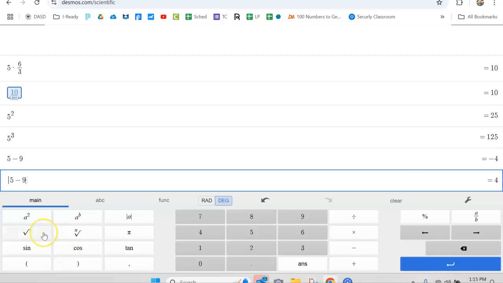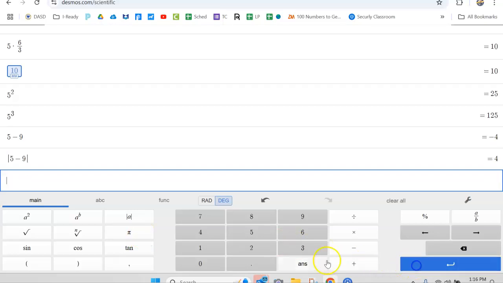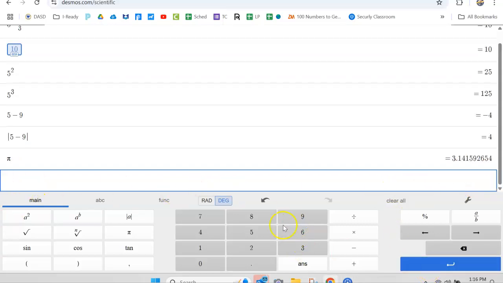In the second row, we have square root, we have a root with an index, and we have a pi key. You are not going to need to use either of the root keys. You may need to use the pi key, and when you click on the pi key, you will get a decimal equivalent. For PSSAs, you can either use the pi key or you can simply use the decimal equivalent of 3.14.